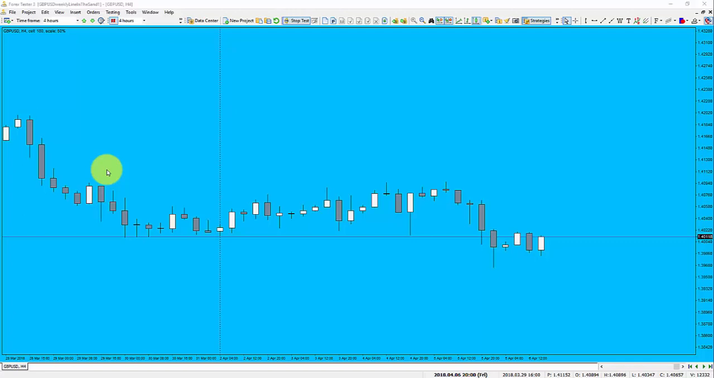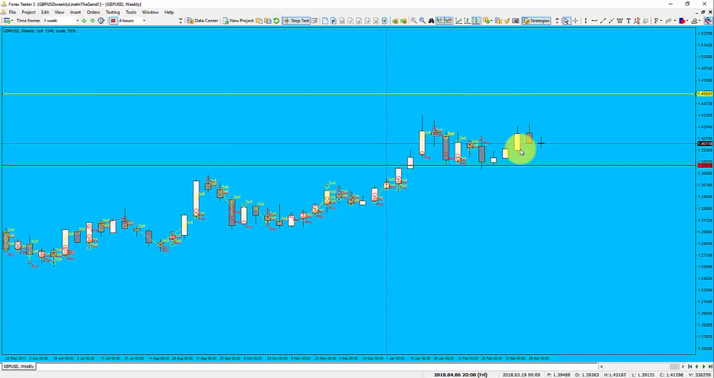Well, first of all, the best looking weeks would be those that had a big candle. And not only that, for this strategy, the best looking weeks would be those where the open and the close were far apart. So I'll give you an example here. See how the open was down here and then the close was here? That would be a good week.